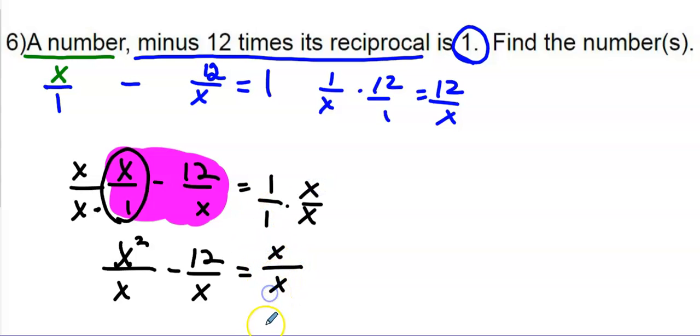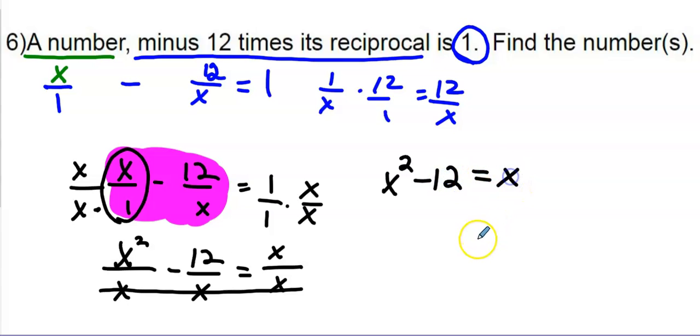1 equals x over x. Now, my denominators are all the same. I can mark them out. x squared minus 12 equals x. Okay, so this problem is going to have two solutions.